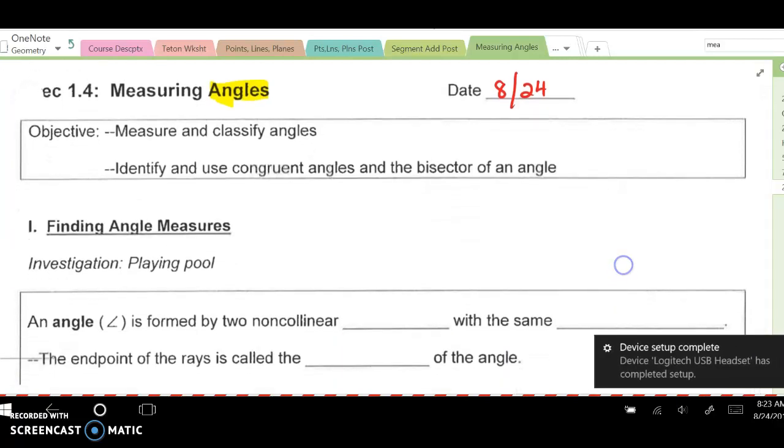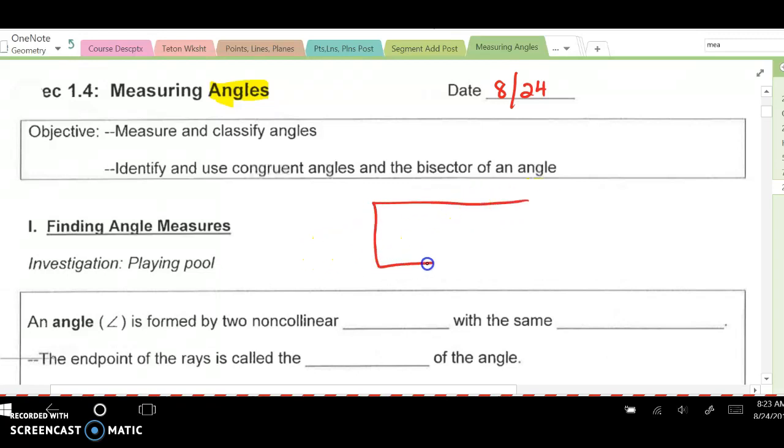To start us off, I want you to think about when you're playing pool. Have you ever played pool before? Here's your ball, and you want to hit that ball so it bounces off this side, and it's going to go somewhere. Where is that ball going to go? Is the angle that ball will go random, or is it predictable? We're going to talk about that in a little bit, but for now, just be thinking about angles in terms of playing pool.